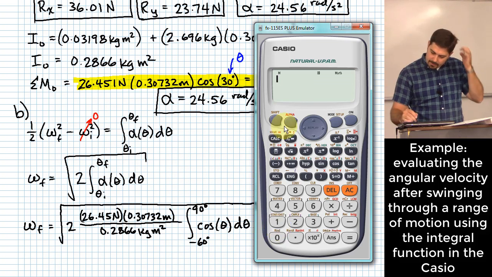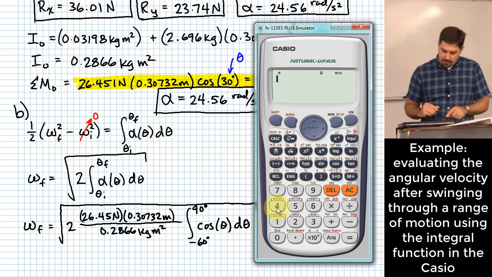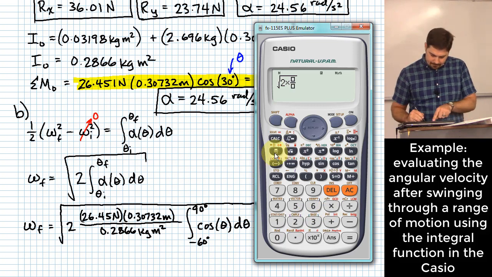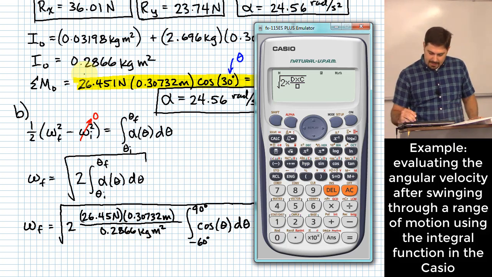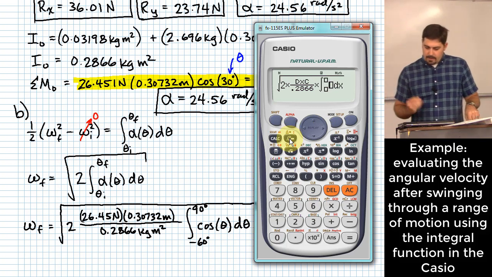To get there, we go to Setup, select radians, and now I'm going to enter all this. So square root of 2 times, I believe 26.45 was in D, I believe this other one was in C. I don't remember storing my new moment of inertia, so I'll just type it in, 0.2866, times my integral. And this is pretty easy too.